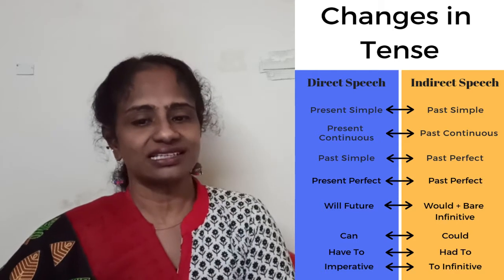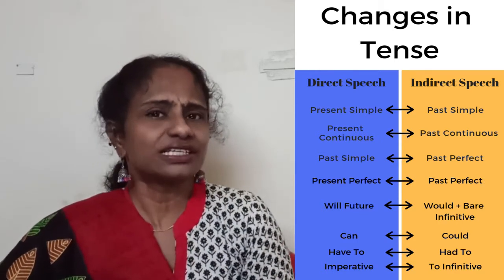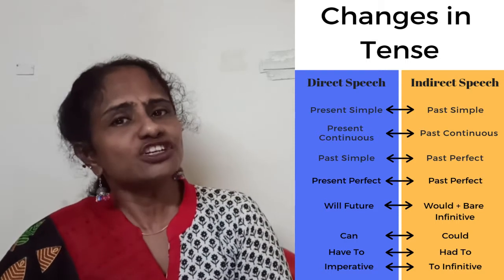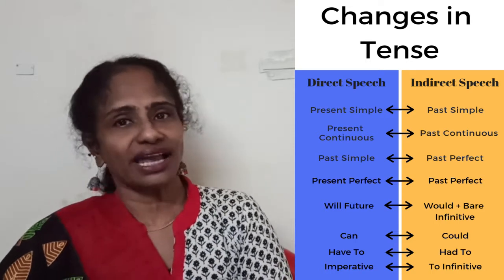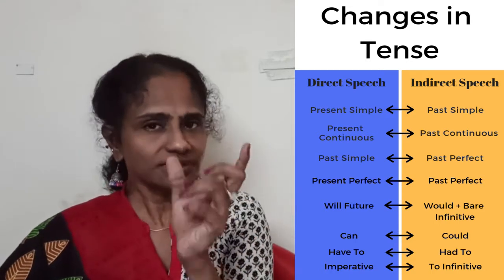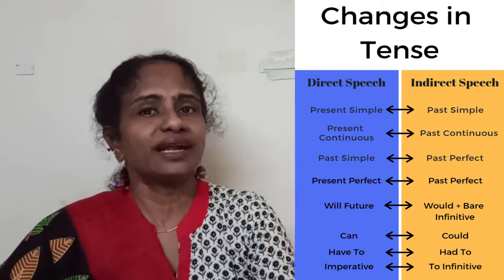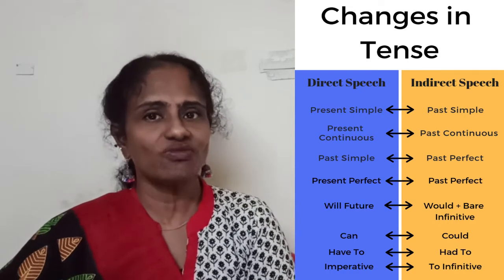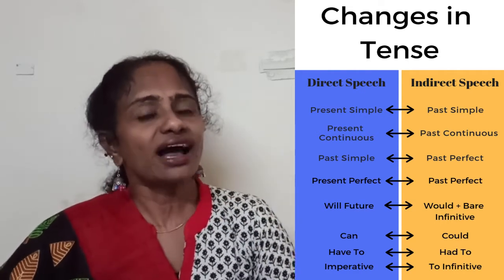Third is past tense. What is past tense? I'll just give you one example. I finished my work. I finished my class. I finished my assignment. Finished is what? Past tense, simple past tense. So this is direct speech. I'm telling you directly, I finished my homework, I finished my assignment. This is all direct speech.